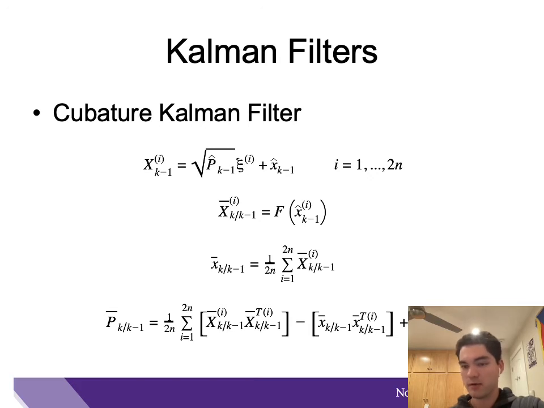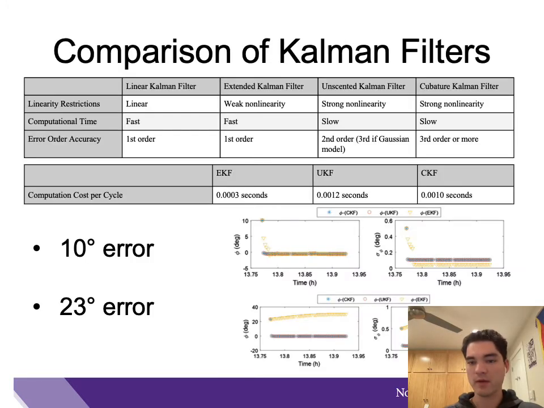Cubature points with equal weights are used to calculate state variable means and covariances that give nonlinear optimal estimates, shown in the first equation. The second equation is used to propagate the cubature points, and the third and fourth equations estimate the state mean and covariance matrices respectively. Now we can compare the Kalman filters.